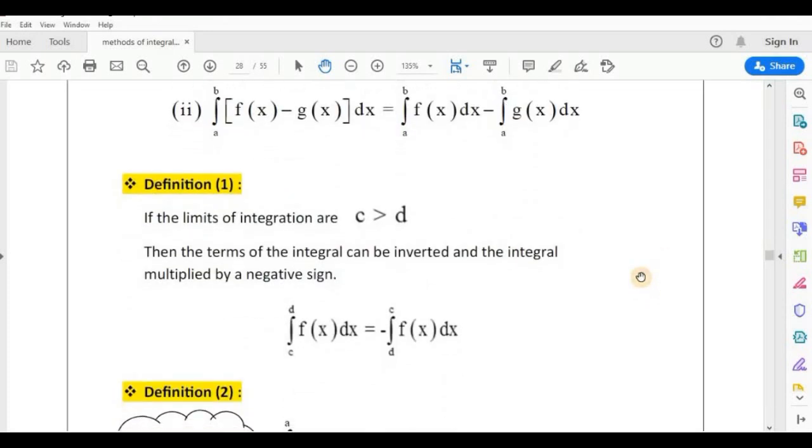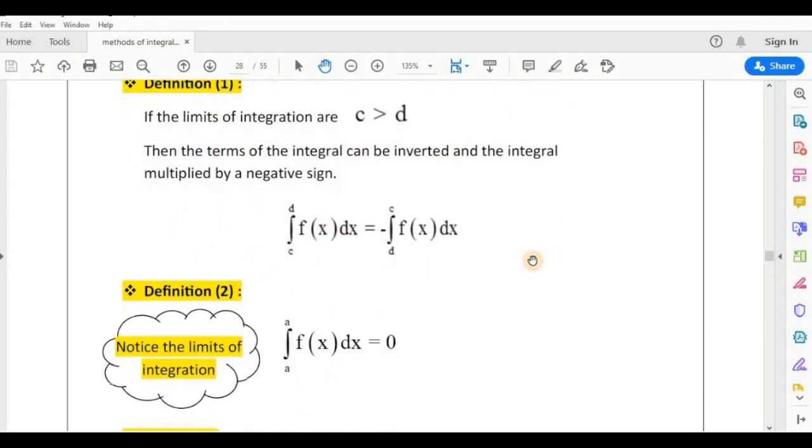Let's see another point. We have this definition. If the limit of integration c is bigger than d, then the limits of the integral can be inverted and the integral multiplied by a negative sign. As we can see here, if c is bigger than d, then we can swap the limits of the definite integral, and multiply the integral by a negative sign.